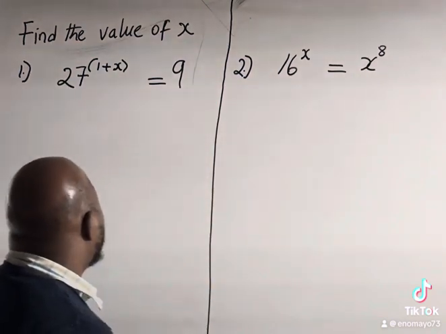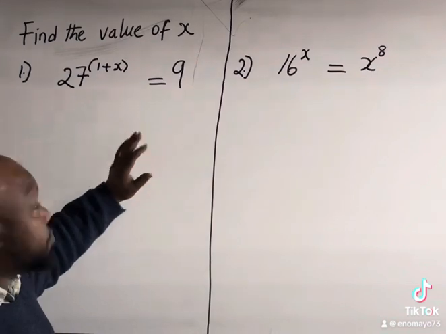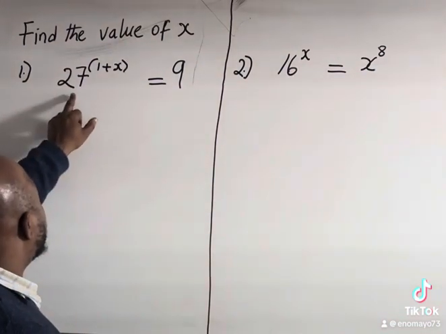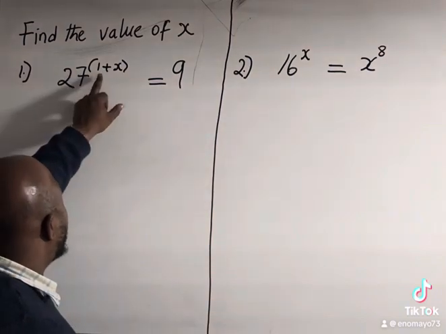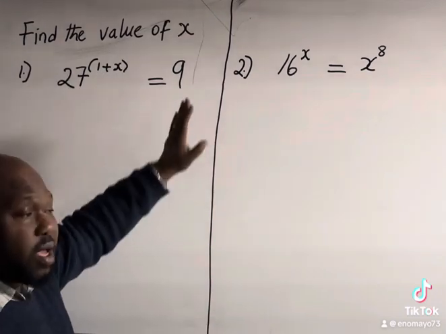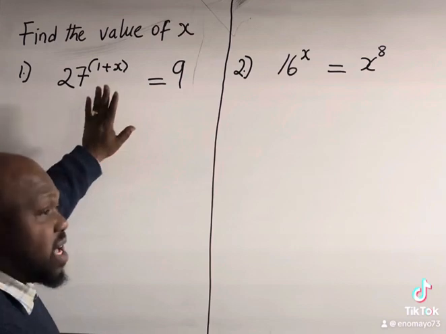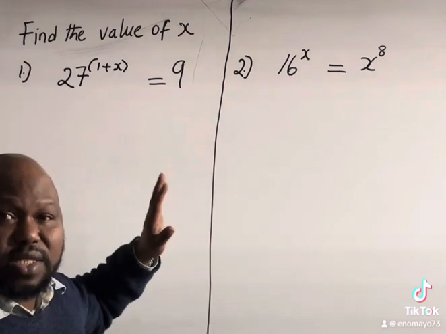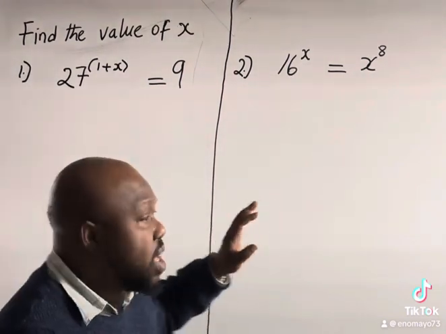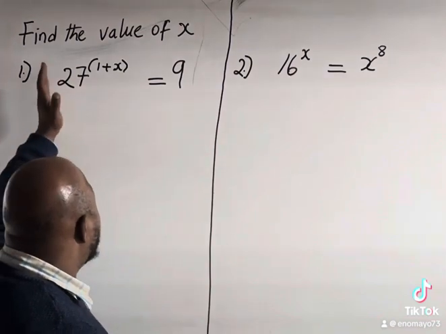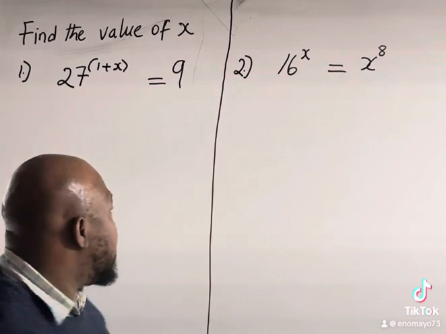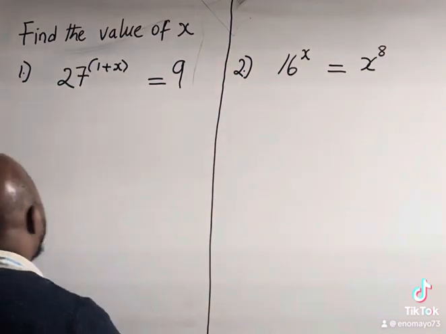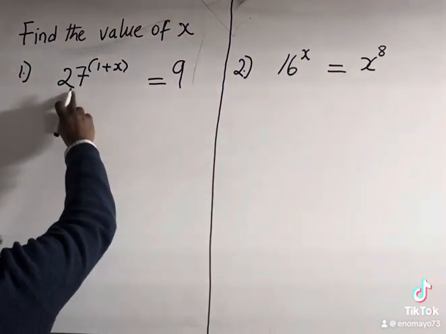Now, the first one is straightforward. The first one says 27 raised to power in bracket 1 plus x is equal to 9. So in this kind of question, the first thing you try and do is to make sure that both the left hand and the right hand side of the equation are in the same base. So we'll try and do that first of all by changing 27 to base 3.